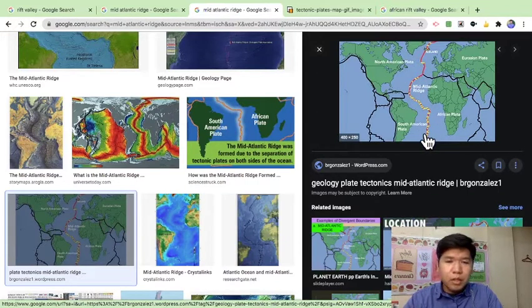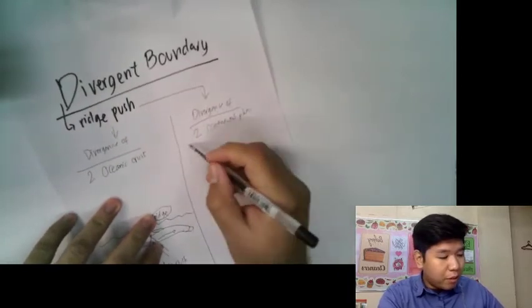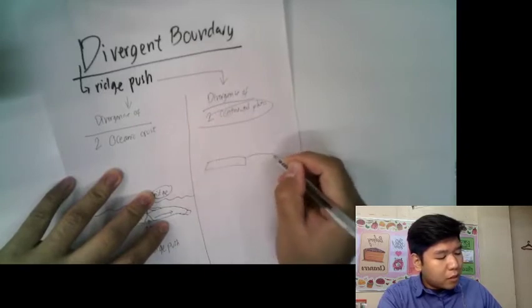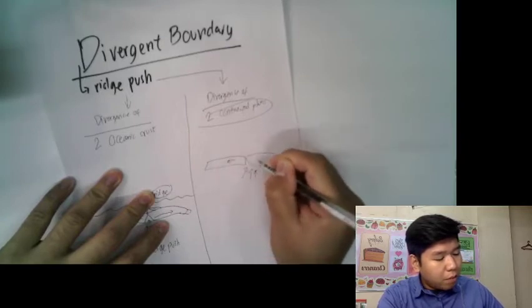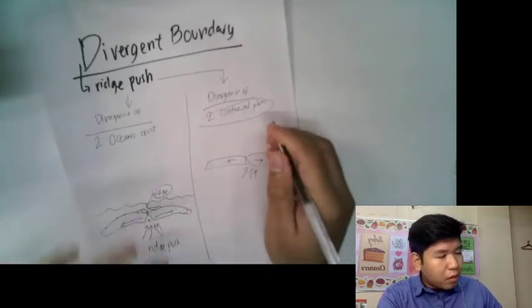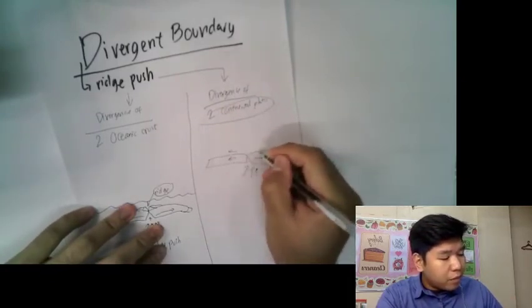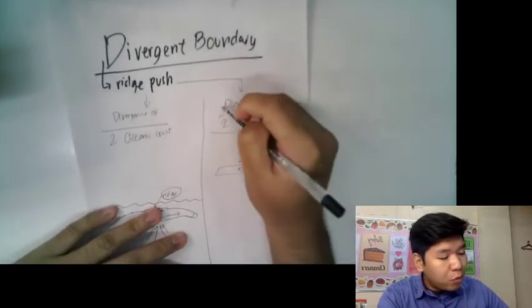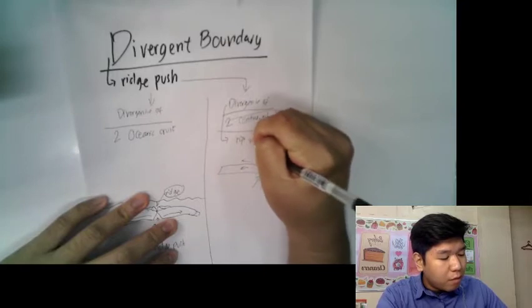This is caused by ridge push. And as I mentioned, there is another version of this, the divergence of two continental plates. This is most probably the same thing: two tectonic plates are influenced by ridge push and go away from each other. But as I scrolled through the internet, I only found one really famous landform, called the African Rift Valley. So the landform produced by the divergence of two continental plates is called a rift valley.